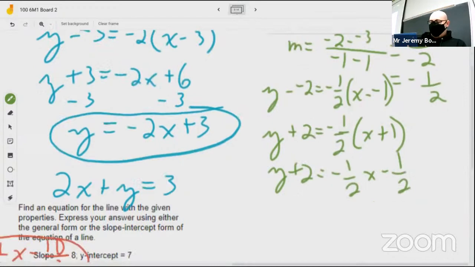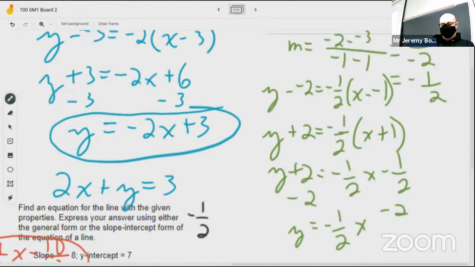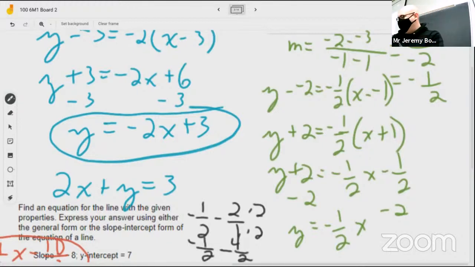And finally, what we're going to do is solve for y, subtract 2 from both sides. And so we'll have y is equal to negative 1/2 x. Now, if we need to work this out on the side, we can do so. We can do negative 1/2 minus 2 over 1. We're going to need a common denominator. That's going to be 2. That means I've got to multiply this by 2, this by 2. So we get negative 1/2 minus 4 over 2, which is going to end up being negative 5 over 2.